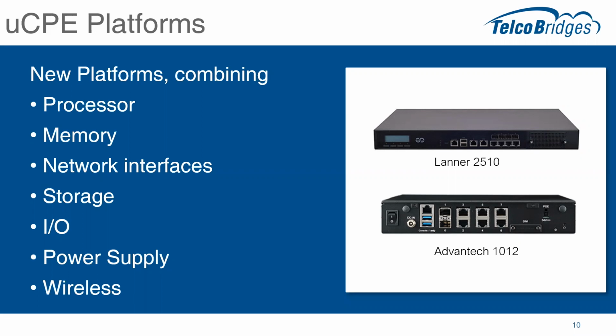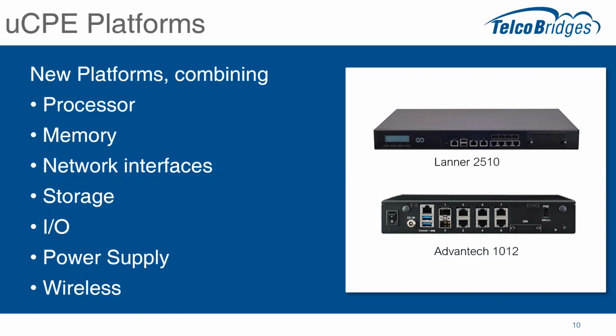in their simplest form, we call them white boxes, right? It's just the hardware. It's the processor, memory, network interfaces, etc. in a box. There's no software at all on these devices except maybe a bootloader, USB bootloader. So they're very, very simple. And here's a couple of examples of them. The Lanner 2510 and the Advantech 1012 are very popular platforms.